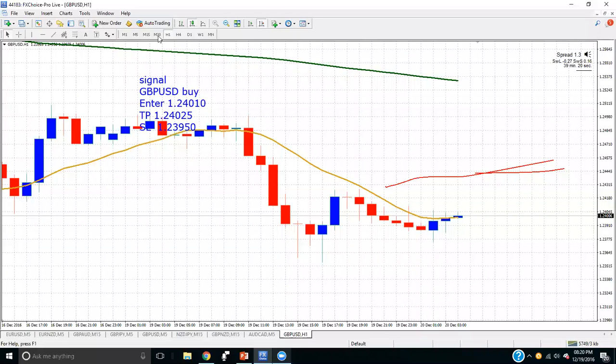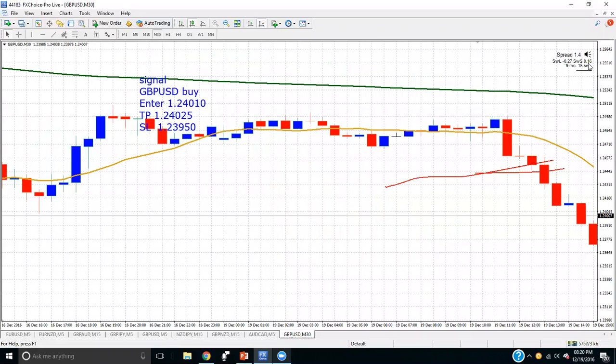Let me just move on over. Each time frame will give you just a little bit different picture of what's been going on. This is the 30-minute.